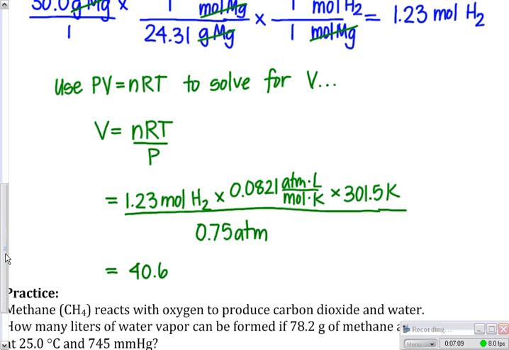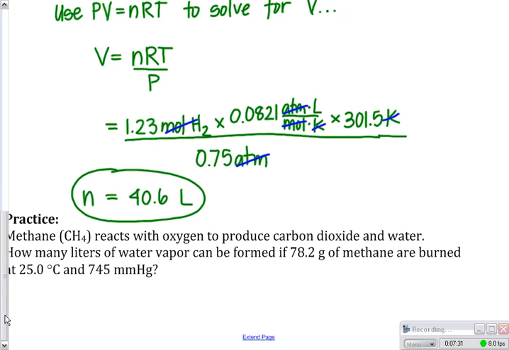And if you look at your labels, this is where they cancel out. Moles of H2 will cancel here with that. Atms are going to cancel, and Ks are going to cancel, so our label has to be liters. So our answer is that at these unique pressure and temperature conditions, we'd get 40.6 liters.